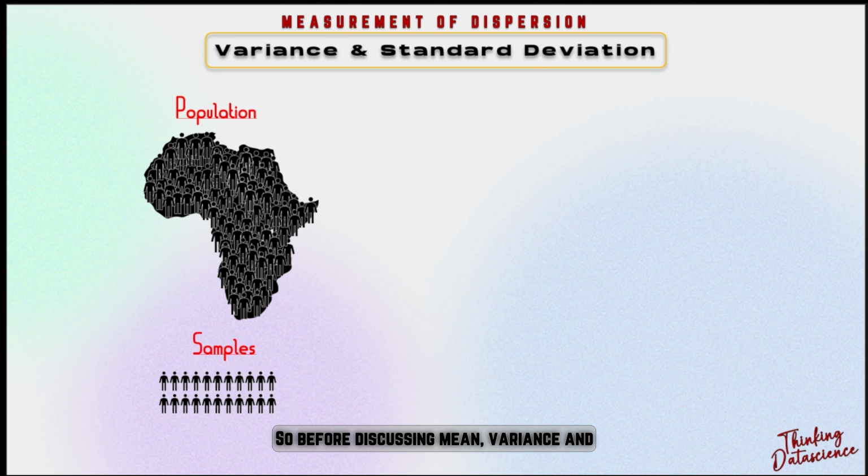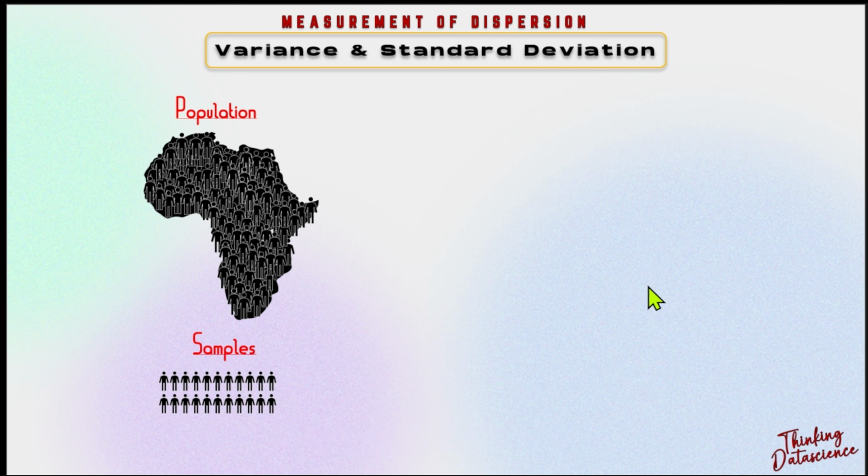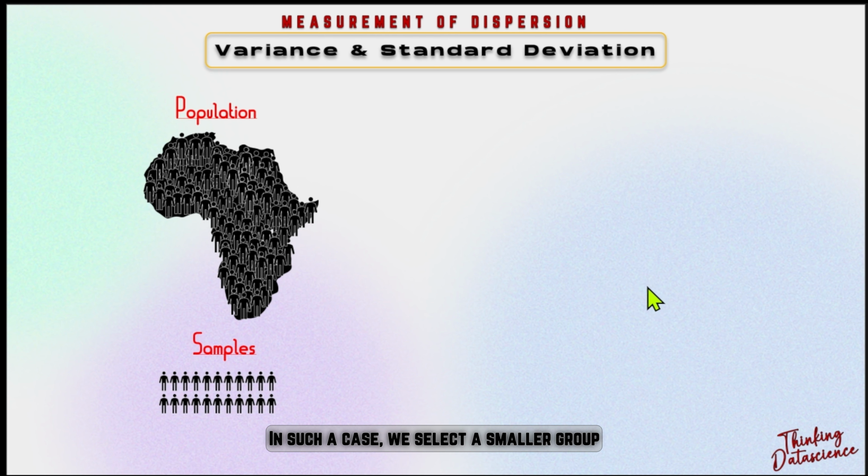So before discussing mean, variance and standard deviation, we should first understand the difference between a population and a sample. In statistics, when we refer to a population, we are talking about the complete group of all the individuals or subjects. However, it is not always feasible or desirable to study every single person in the population. In such a case, we select a smaller group from the population and call it a sample. We hope that this sample will accurately represent the population as a whole. So by studying a small portion of subjects, we can gain insight into the population.